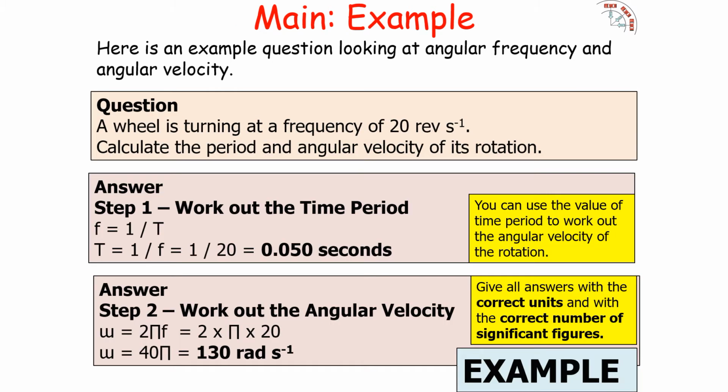So let's look at an example. A wheel is turning at a frequency of 20 revolutions per second. Calculate the period and angular velocity of its rotation.